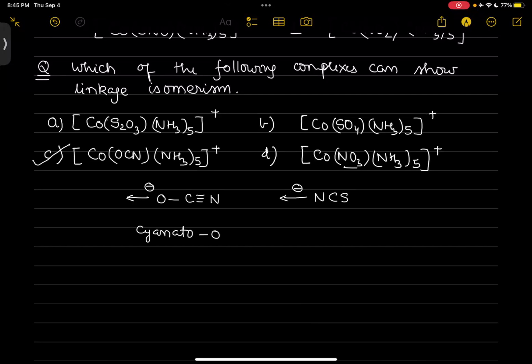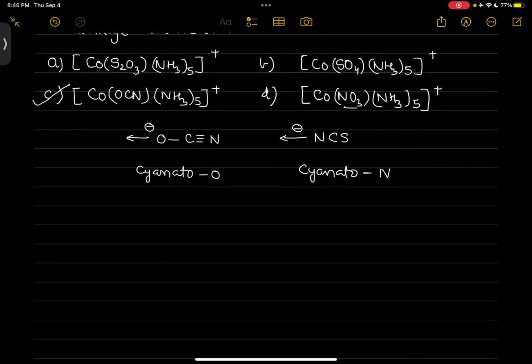Sir, thiosulfate is also an ambidentate ligand. Yes, thiosulfate is also an ambidentate ligand. I'm coming to that, because let me write the structure. Sulfato and thiosulfato, what's the difference? This is the most common answer, okay? Normally, if it is single correct, you are going to choose option C, right?